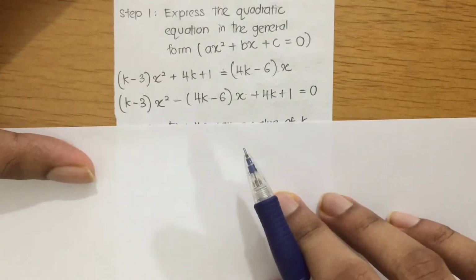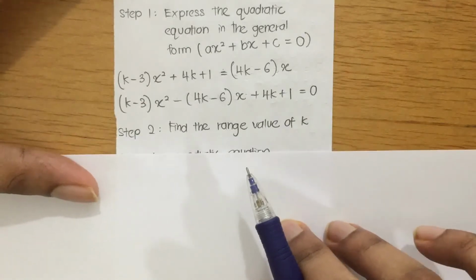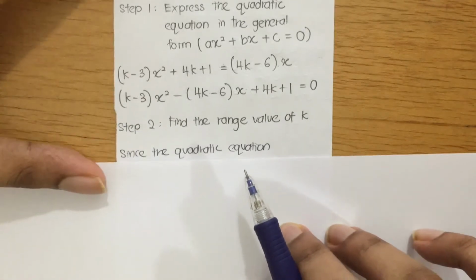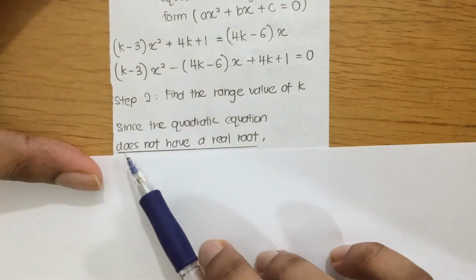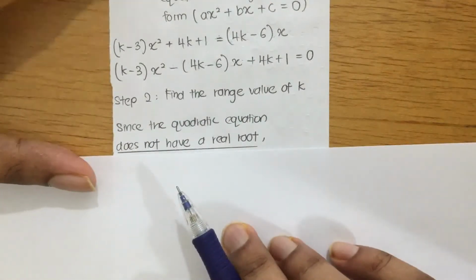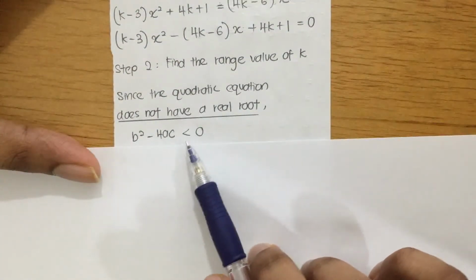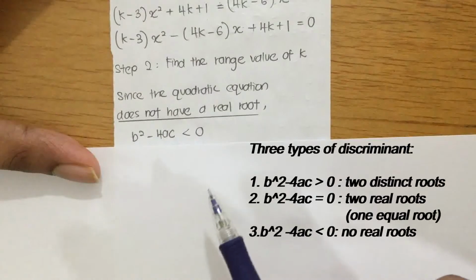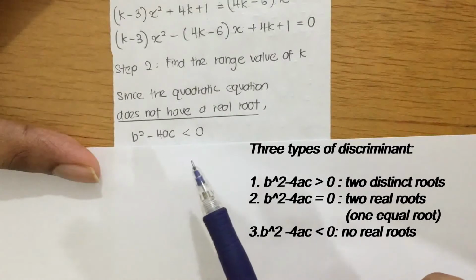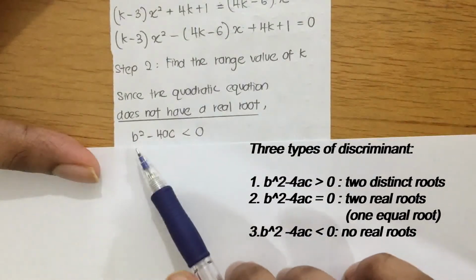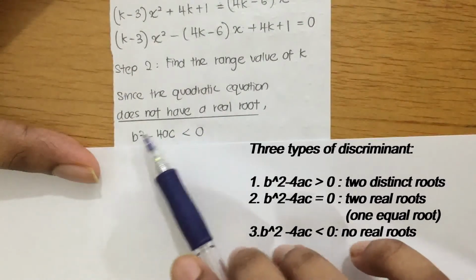Okay, let us continue. So the second step, what we need to do is find the range of values of k. Since the quadratic equation does not have a real root, this is the key point, guys, already given by the question. So we're going to apply the discriminant b squared minus 4ac less than 0. Actually, there are three types, guys. One of them is b squared minus 4ac more than 0, b squared minus 4ac equals to 0, and the third one, b squared minus 4ac less than 0. This discriminant is applied when you don't have a real root.